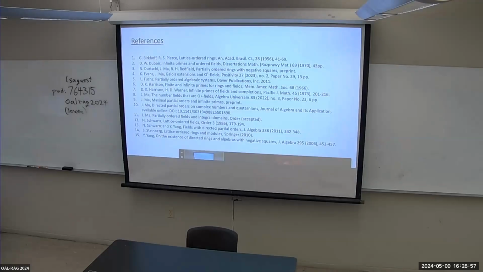For infinite primes and ordered fields. Otherwise, I won't consider infinite primes, because my work is on ordered rings and fields. So when I read the paper, I saw this infinite prime together with ordered field. And from here, I learned about the Harrison paper on finite and infinite primes for rings and fields.